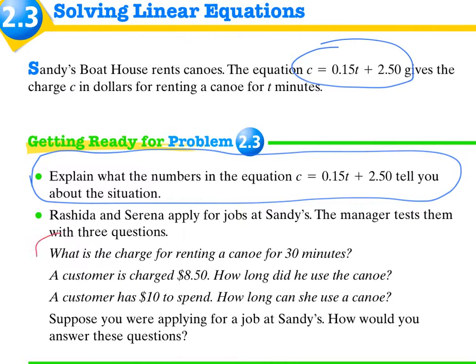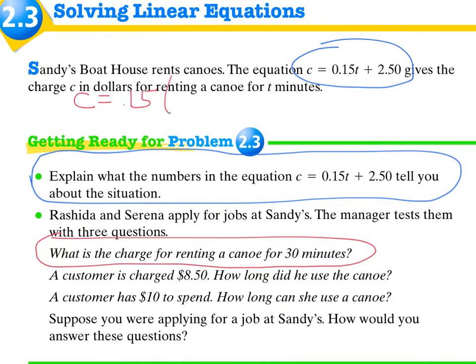The first question is, what is the charge for renting a canoe for 30 minutes? Students have to decide what part of the question they know the answer to and what part they're looking for. In this case, they know the time is 30 minutes and they're looking for the cost. So they put that back in the equation where C equals 0.15 times T plus 2.50, put 30 minutes in for T, and solve for the cost. 15 cents times 30 minutes is $4.50. Add the $2.50 startup cost, and you get a total of $7.